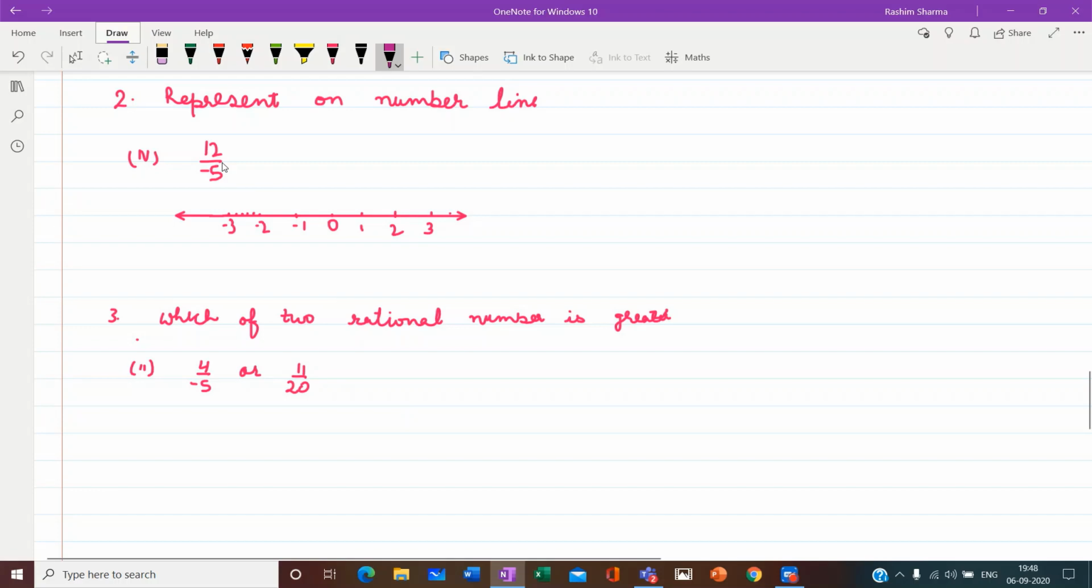So rational number is 12 on minus 5. Now it can be written as minus 12 on 5. Now this is an improper number, so we need to change it to mixed. So when we change it to mixed, you will get it as 5 2 is the 10, 2 is the remainder and 5 with negative sign. Negative sign indicates that on number line we need to move towards left. Alright. Now here minus 2 is the whole number.